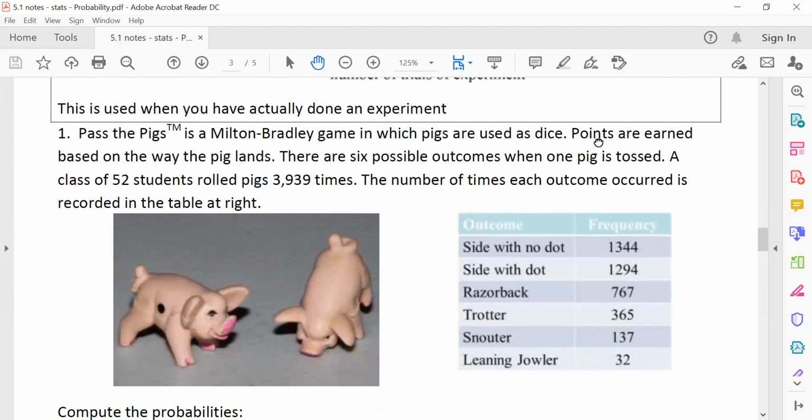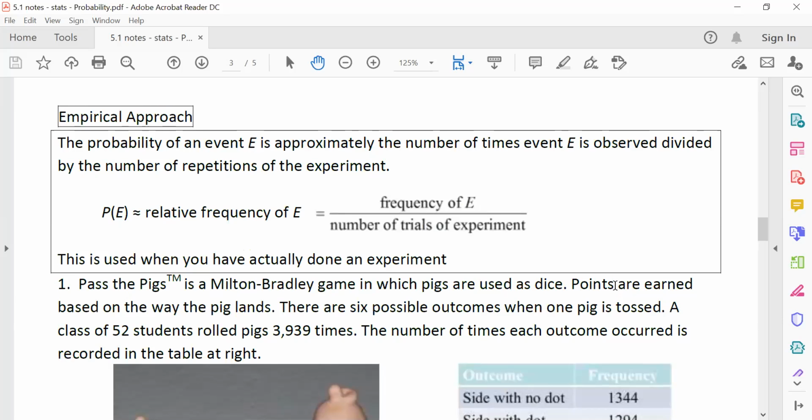Oh, that's a little bit frightening. Pass the Pigs game.